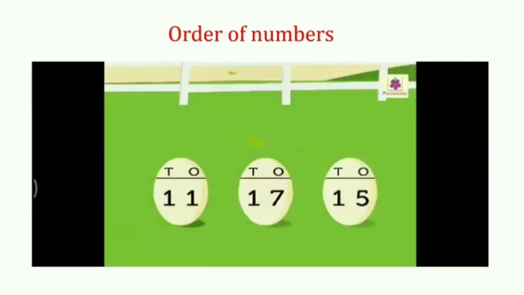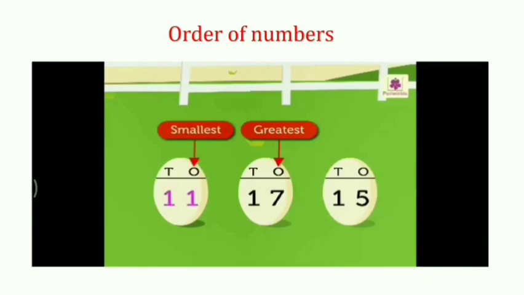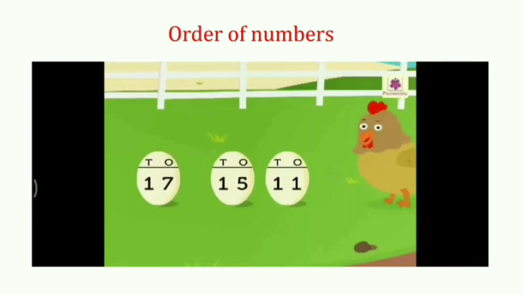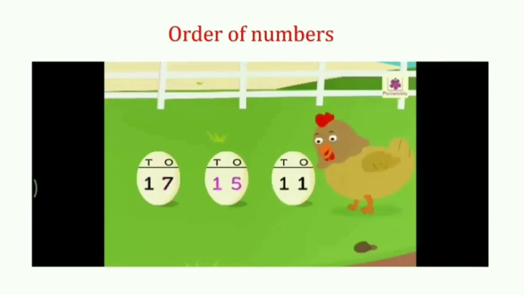Let's compare the ones, as each number has 1 ten. Now, here there is 1 one in 11, 7 ones in 17 and 5 ones in 15. So, the greatest is 7 ones in 17 and the smallest is 1 one in 11. Hence, the descending order is 17, 15, 11.